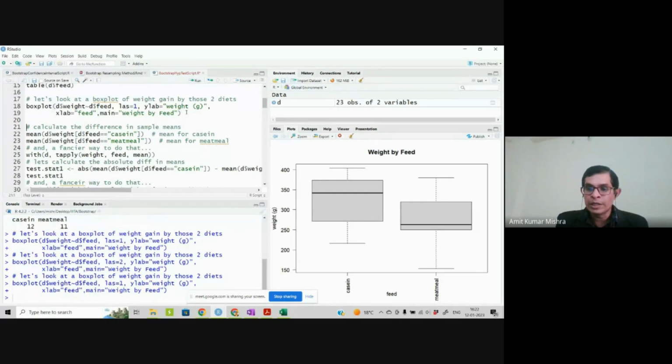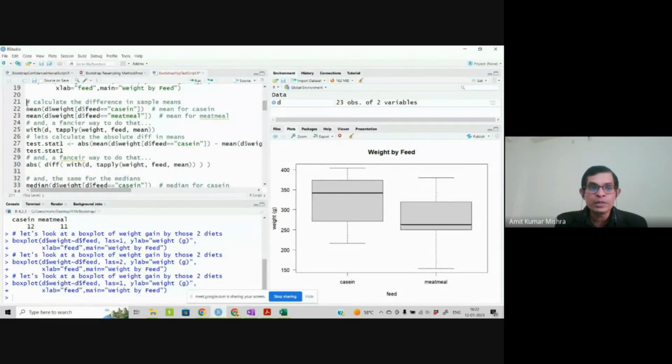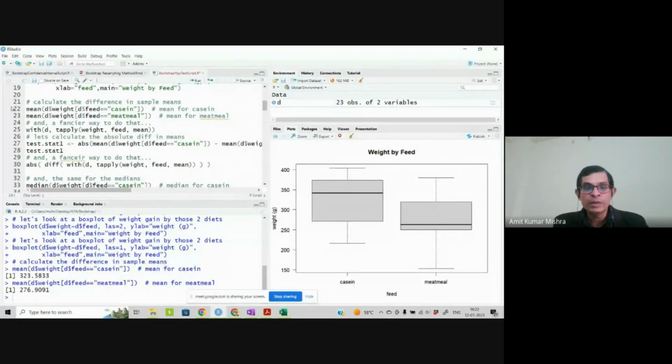So I am running it, casein and meat meal. Now what we are going to do is perform everything manually. Manually means we are writing everything from scratch. So first you find the mean of weight when feed is casein. That means you are finding the mean for casein. This comes out to be 323.5833. Then you find the mean for meat meal. This comes out to be 276.